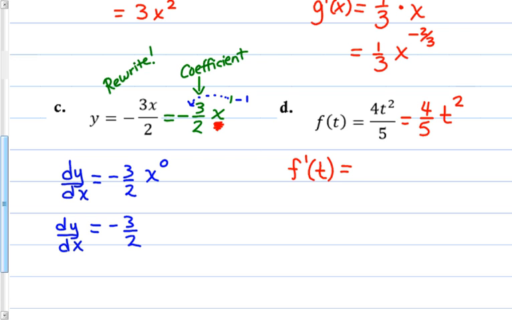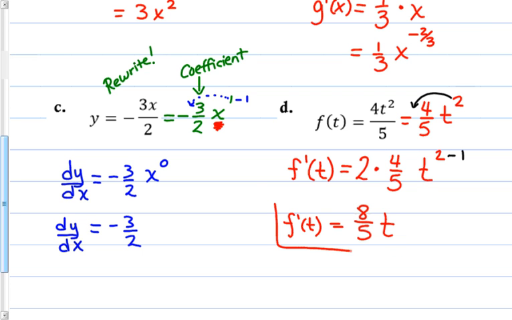I'm going to bring the 2 up to the front. My exponent comes up to the front. So I have 2 times 4/5. T originally was squared, but then I'm supposed to subtract 1, right? So now I have, let's see, what is 2 times 4? That's 8/5. And then the 2 minus 1, that just leaves one lonely t. And that is my derivative. F prime of t is 8/5 t. Or if you like, you can write 8t/5. Same thing. No biggie.